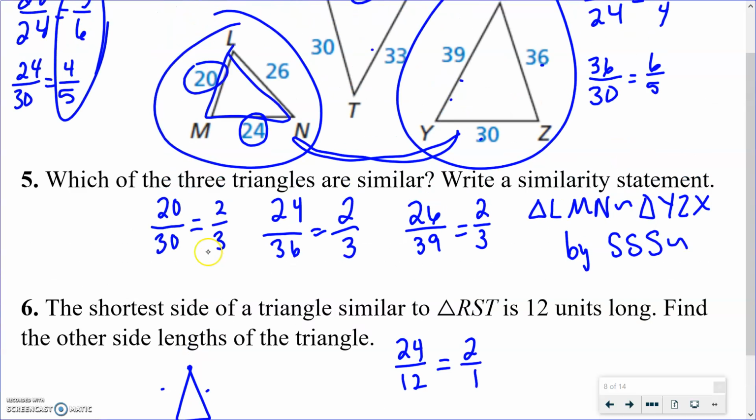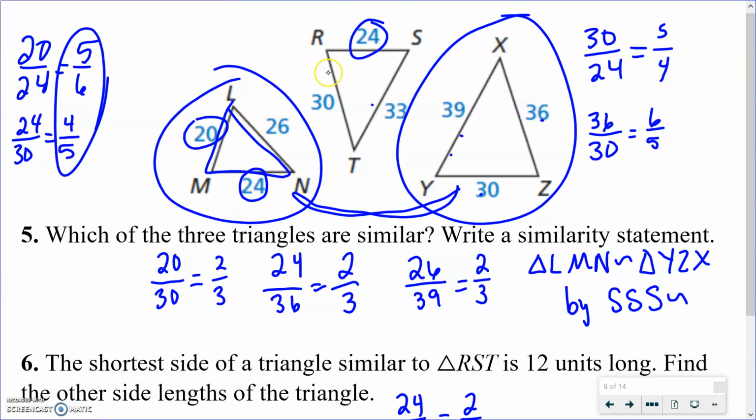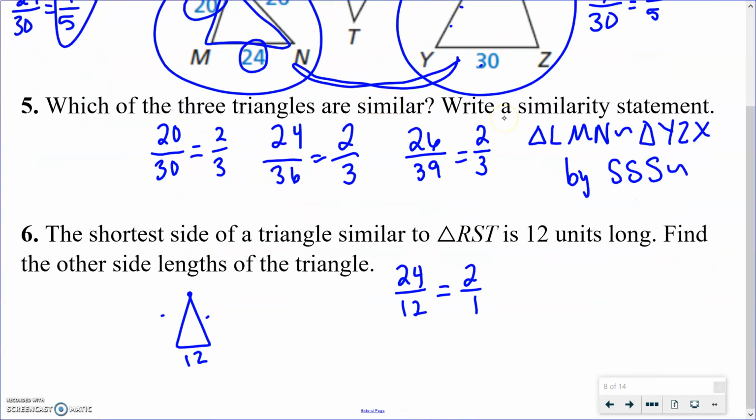Okay, so we know that the next side of RST is 30. So we can say 30 over x equals 2 over 1. Just like we were doing last week, 2x equals 30 and solve it. So we know the next side of that triangle is 15. And then we can do one more.